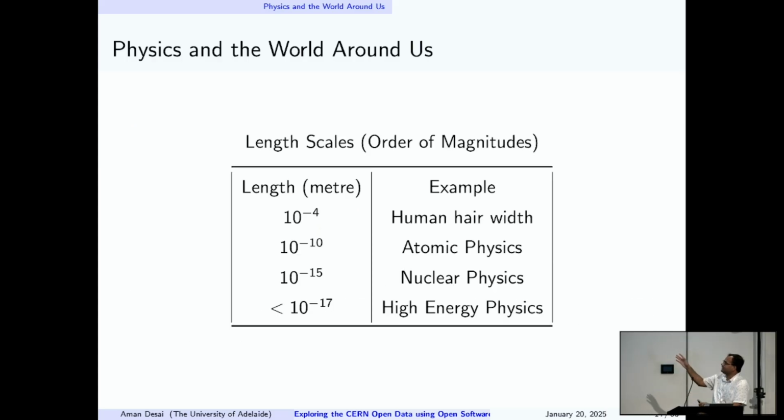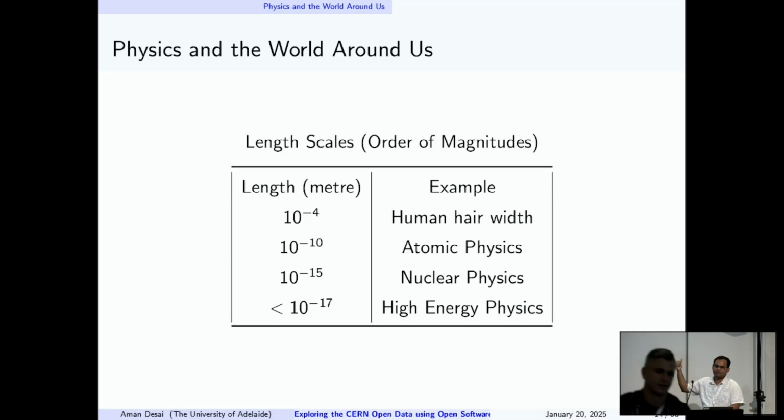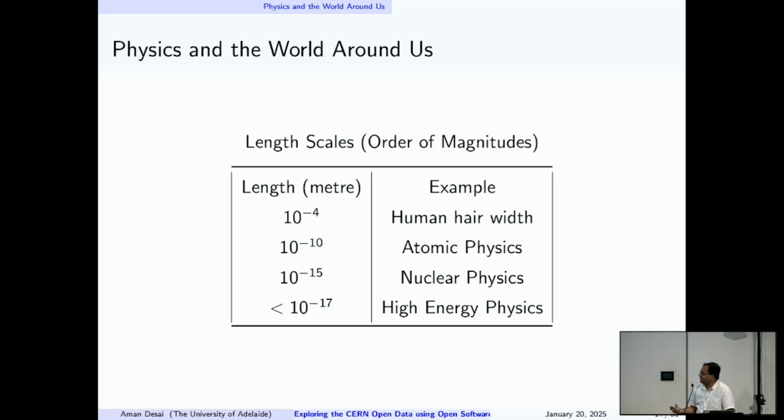The length scales: the human hair width is 10 raised to minus 4 meters. Atomic physics, 10 raised to minus 10 meters. Nuclear physics, those that go in nuclear bombs, 10 raised to minus 15. We are working at less than 10 raised to minus 17 meters. That is the scale at which we are working. And at these scales, we not only expect to find the fundamental physics going on in the universe, we also expect that there would be something new, something that we don't know so far in a few hundred years of physics, that might still be hiding there. And that is what we are trying to find.